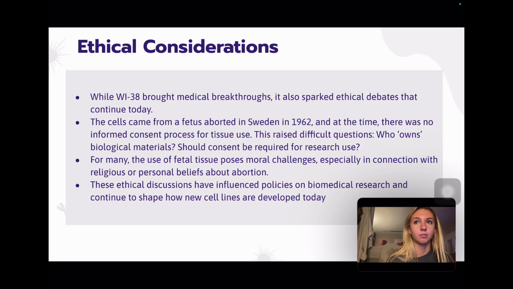And for many, the use of fetal tissues poses moral challenges, especially in connection with religious or personal beliefs about abortion. These ethical discussions have influenced policies on biomedical research and continue to shape how new cell lines are developed today.